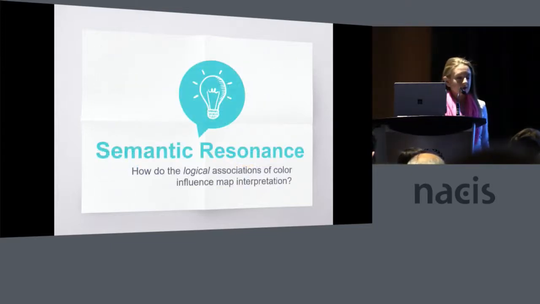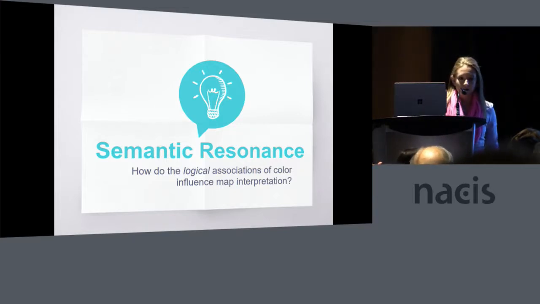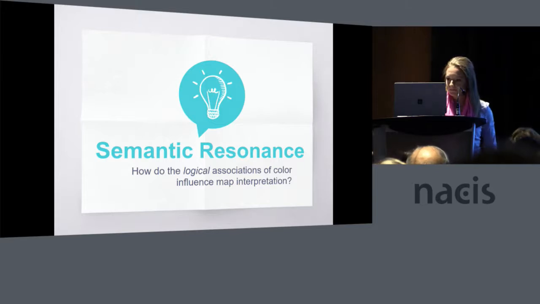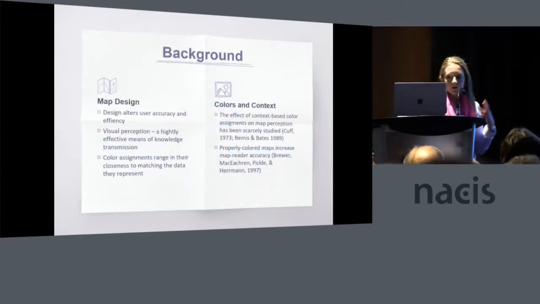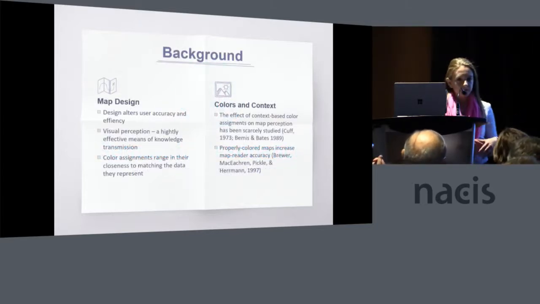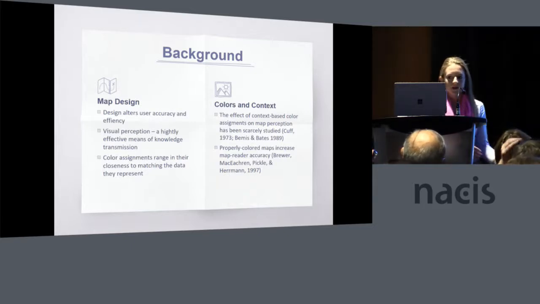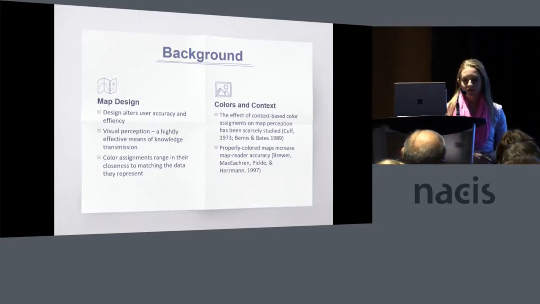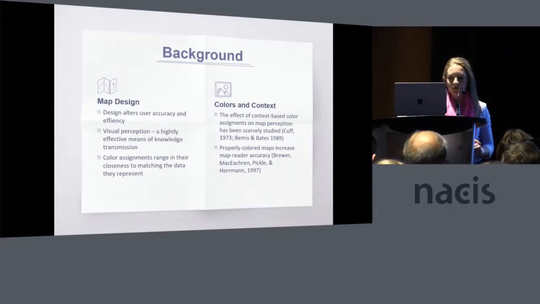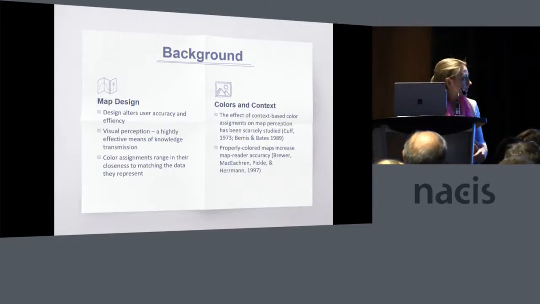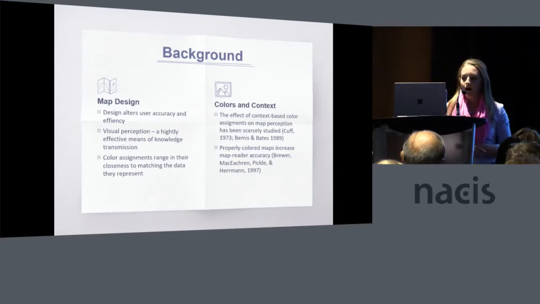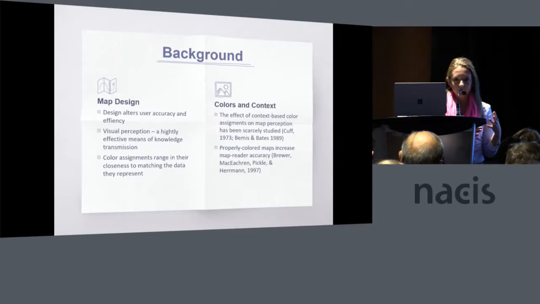So starting now with a discussion of semantic resonance, how do the logical associations of color influence map interpretation? We know that when we significantly alter a map design, we alter its users' accuracy and efficiency. And we also know that despite the challenges and subjectivities involved, we continue to visualize data with graphics rather than, say, data tables, because visual perception is this so very efficient method of communication, and of course, because it's fun.